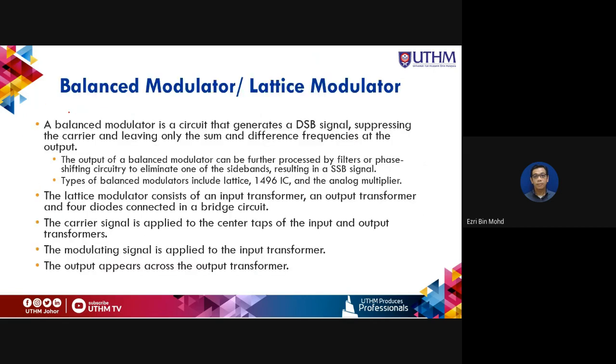Okay, what is a balanced modulator? A balanced modulator is a circuit that generates a double sideband signal, suppressing the carrier. So its features: one, generate a double sideband signal. Second, suppress the carrier. And third, leave only the sum and difference frequencies at the output. So actually, the third and the first are related to each other.